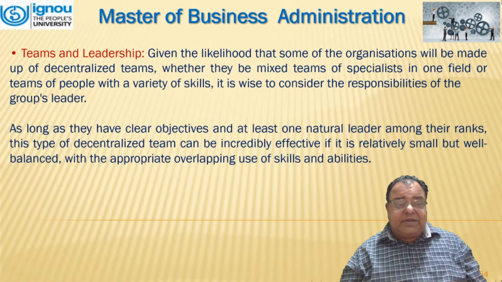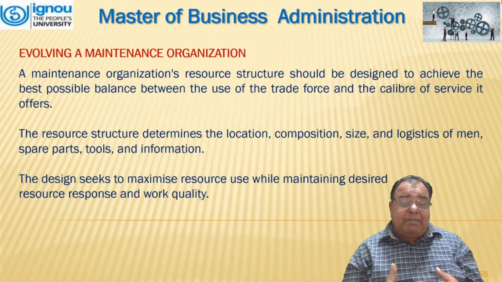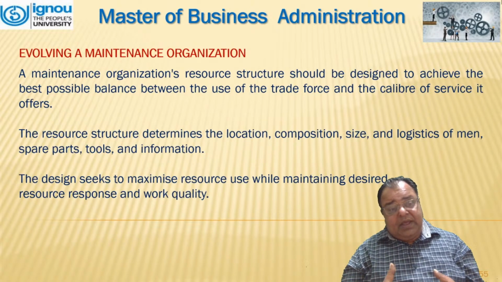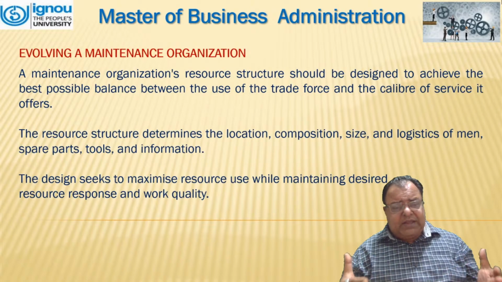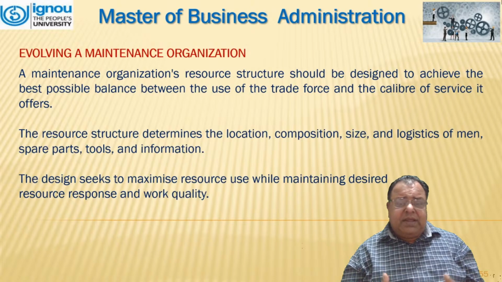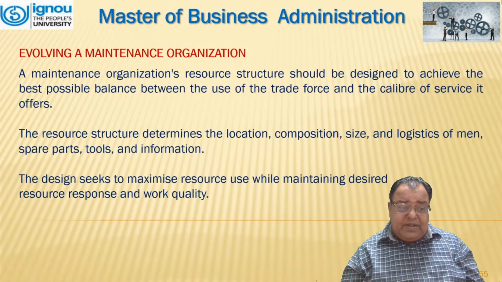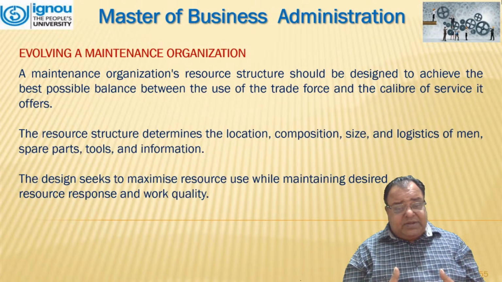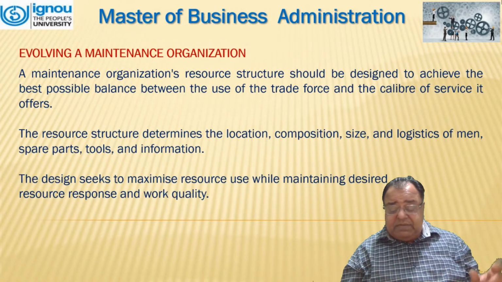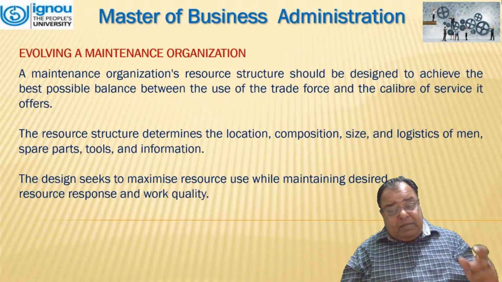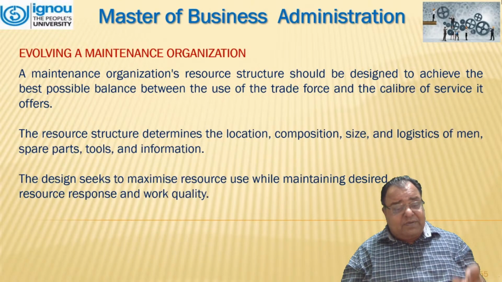skills and abilities. Evolving a maintenance organization. A maintenance organization resource structure should be designed to achieve the best possible balance between the use of the trade force and the caliber of service it offers. The resource structure determines the location, composition, size, and logistics of manpower, spare parts, tools, and information. The design seeks to maximize resources while maintaining desired resource response and work quality.